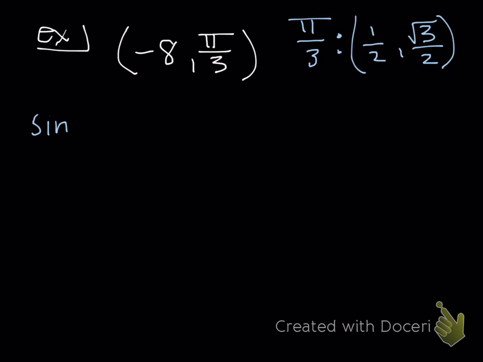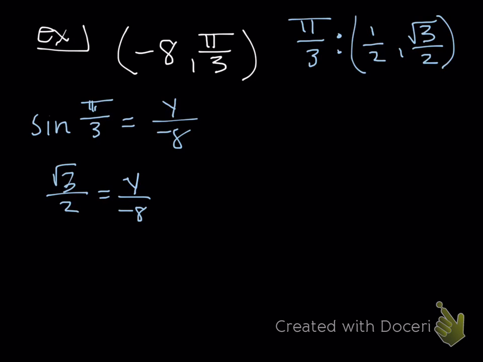So I'll say sine of pi over 3 equals y over my r value of negative 8. And looking at that coordinate in the corner, sine of pi over 3 is the y part. So I'll replace it with root 3 over 2 equals y over negative 8. And then I need to times both sides by negative 8 to clear the fraction. So I'll get negative 8 root 3 over 2, and I can reduce that, 8 divided by 2 will leave me with negative 4. So my y value is negative 4 root 3.